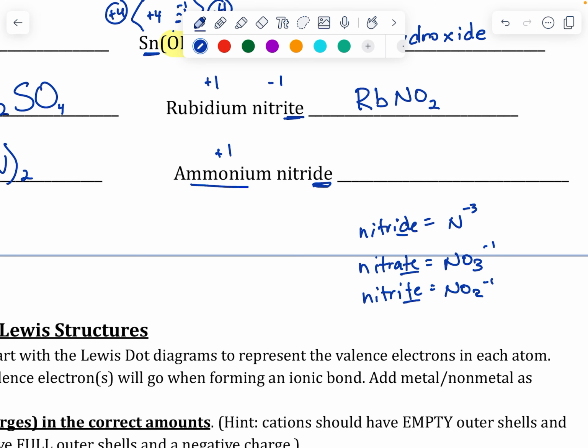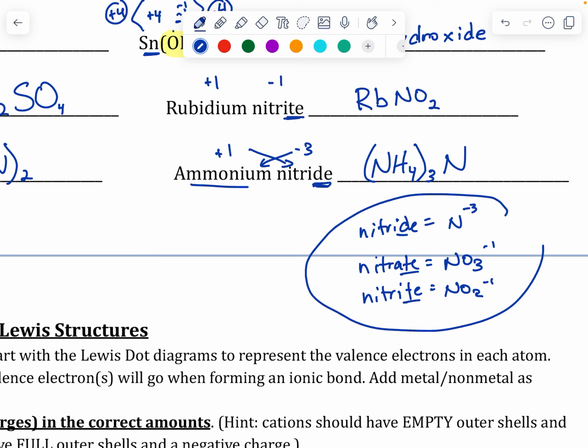So our ammonium is bonding with the nitrogen ion here. Ammonium is an NH4 group. I do my crisscross method. And I notice that I need 3 of those ammonium groups, and I only need 1 nitrogen. All right, so again, making sure that you're paying attention to those suffixes is going to help you identify the appropriate ion that you are using here.